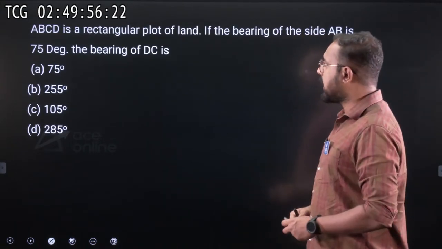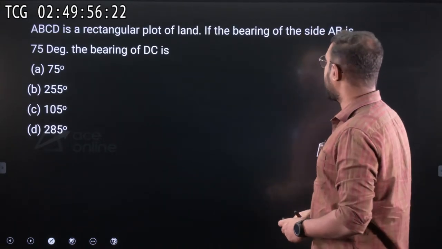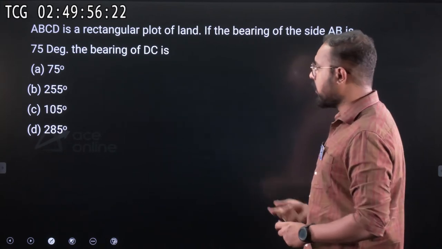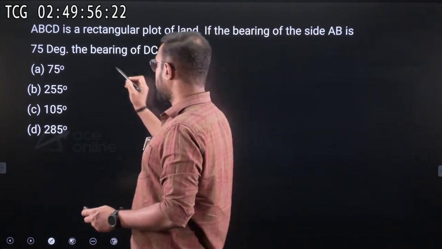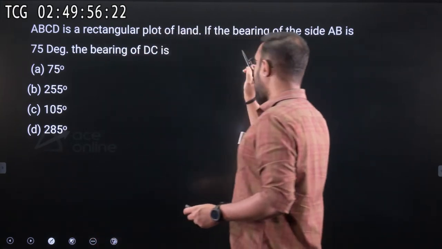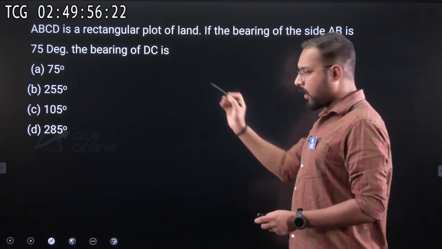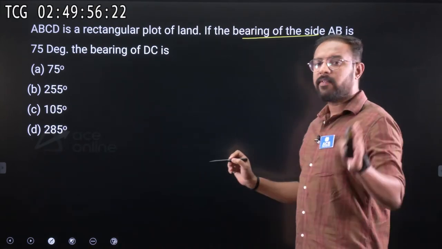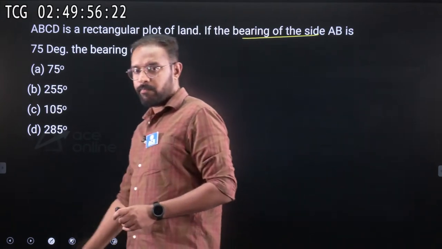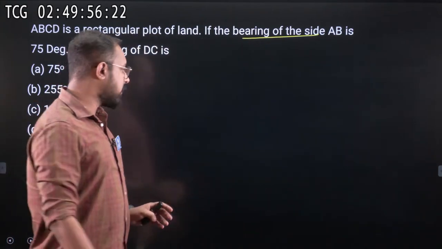Next up, ABCD is a rectangular plot of land. If the bearing of the side AB is 75 degrees, what is the bearing of the side DC? I already told you how to start drawing a figure. You have to draw a figure, please understand. If bearing is given, always start with the bearings. Same thing we'll apply here. We'll start with the bearings.